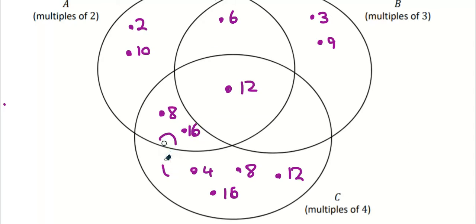So this means that this set here is completely blank. C doesn't have any only multiples of 4. Any multiple of 4 is also a multiple of 2. This makes this a blank area.